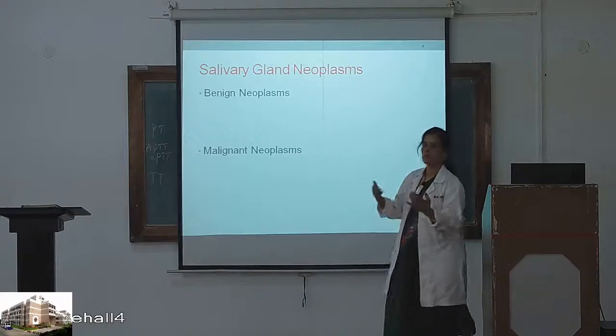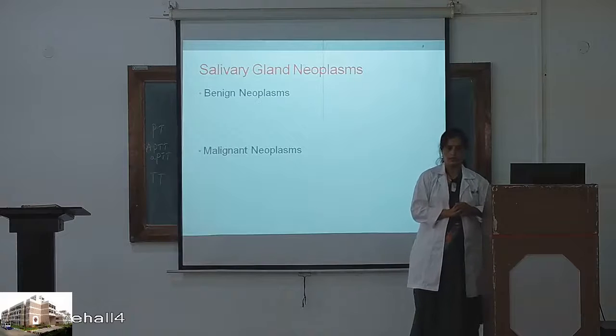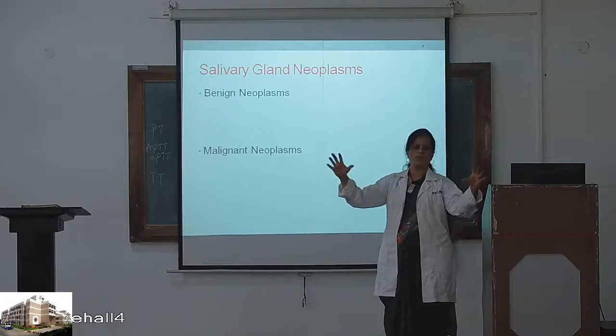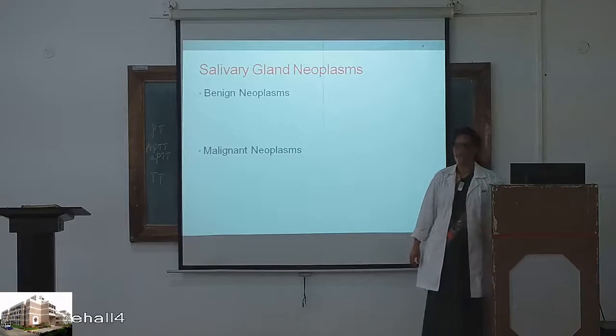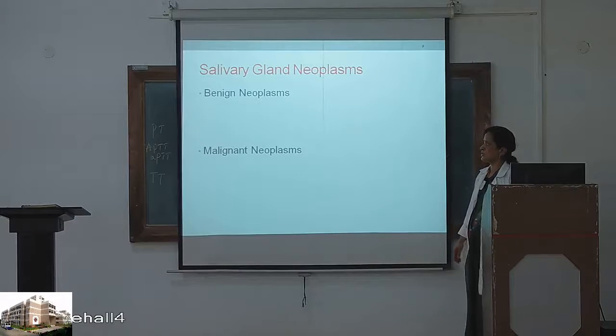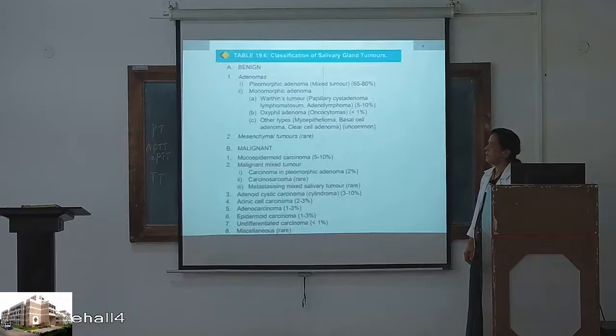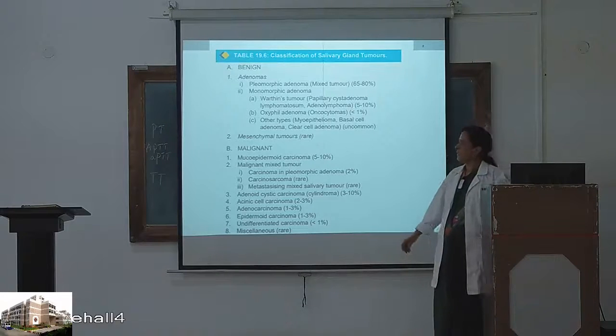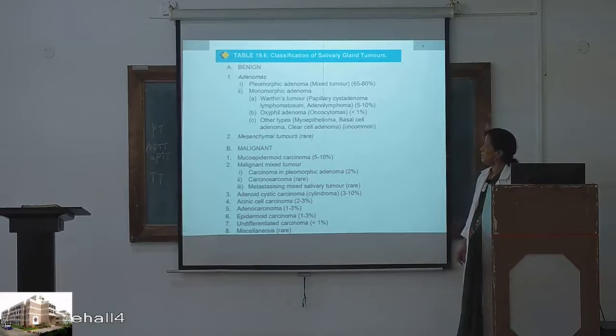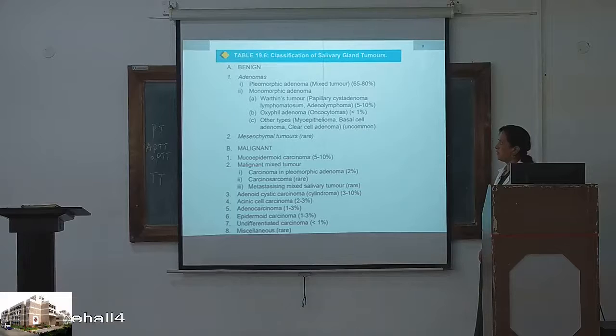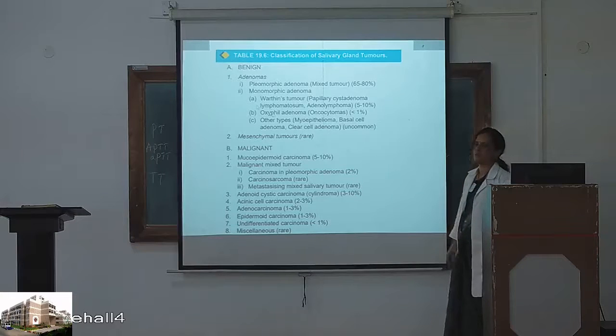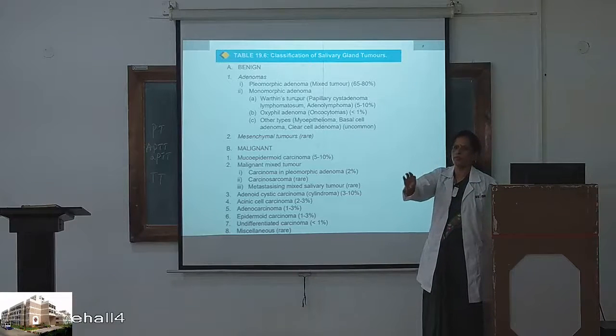But most commonly, we expect you to know the WHO classification, a uniform way of classification which is known to everybody. So salivary gland neoplasms are also classified as benign and malignant. These two categories are well seen here. Which are the benign tumors that occur in the salivary gland? We further classify them as pleomorphic adenoma and monomorphic adenoma. Pleomorphic adenoma is the most common one, 80%.